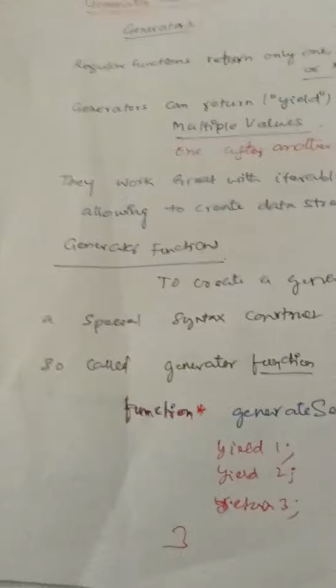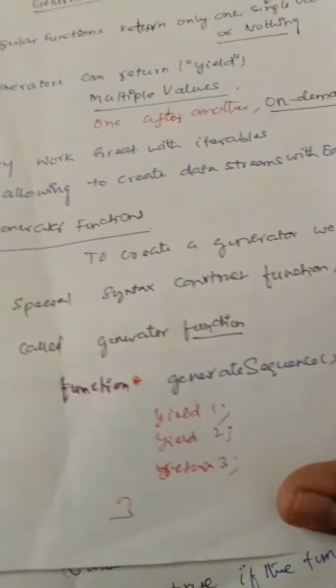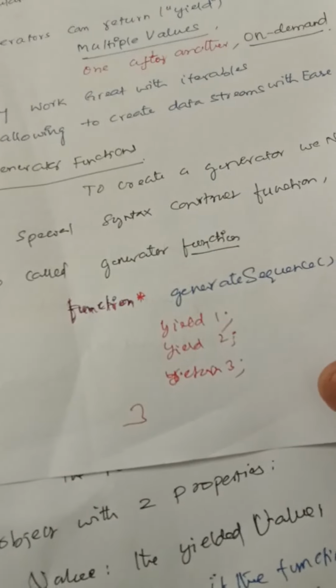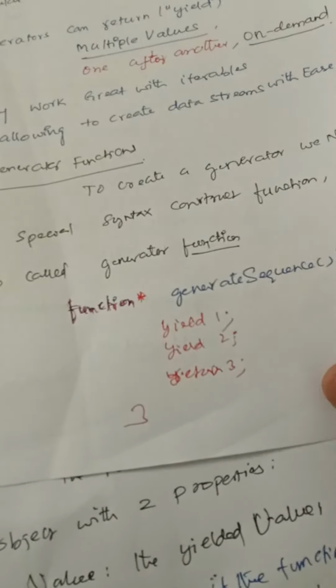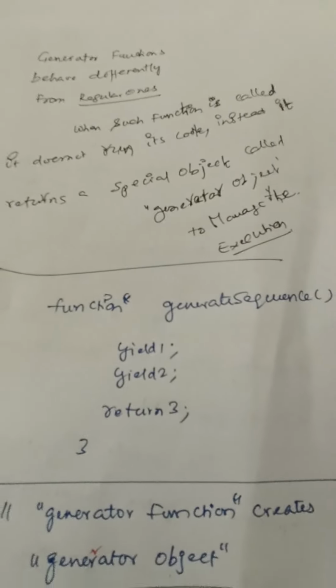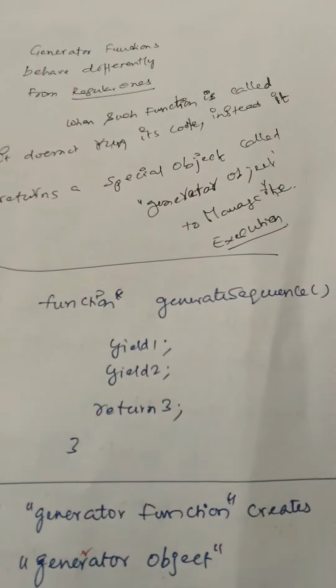What are generator functions? To create a generator, we need a special syntax construct called a generator function. We write it as function* generatorSequence, and inside that we can write yield 1, yield 2, return 3. Generator functions behave differently from regular ones. When such a function is called, it does not run its code. Instead, it returns a special object called a generator object to manage execution.